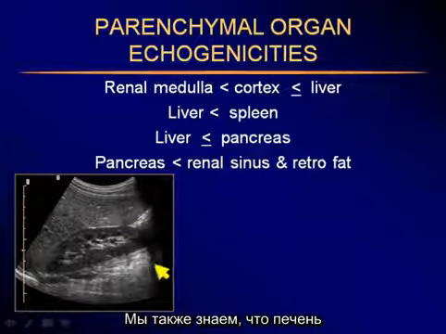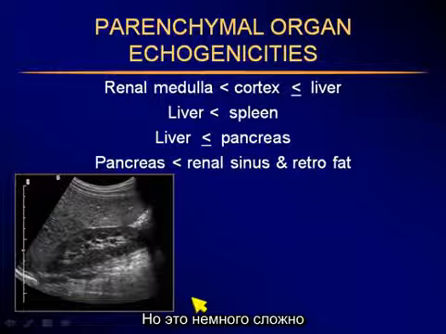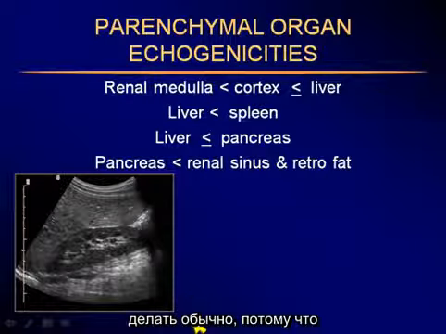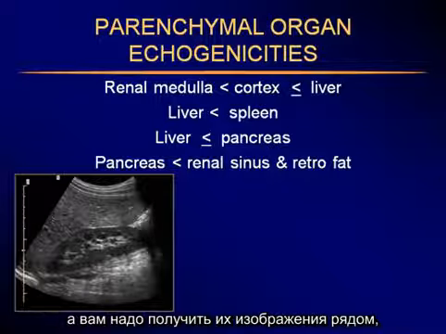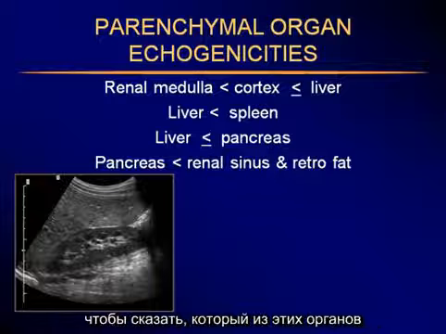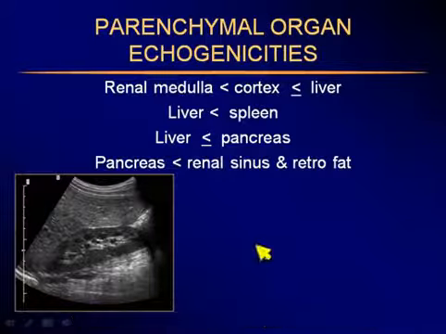Now, we also know that the liver is less echogenic than the spleen, but that's something difficult to ascertain because usually the liver and the spleen are not on the same picture, and you would really need them to be side by side to tell which one is more or less echogenic.